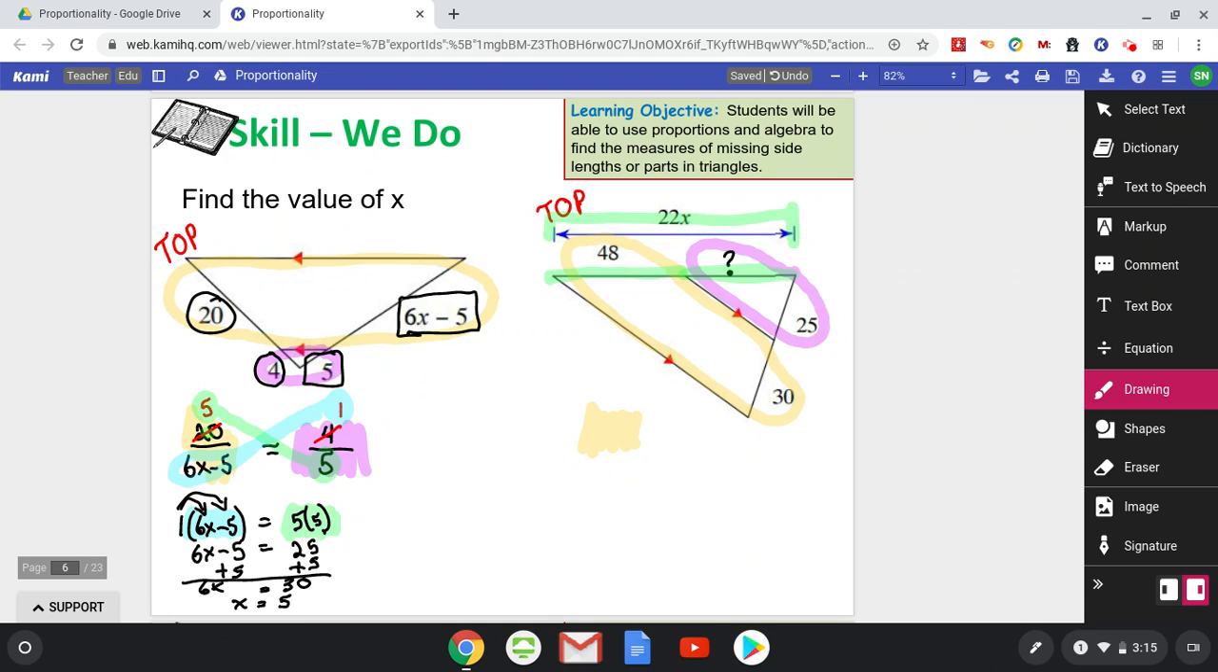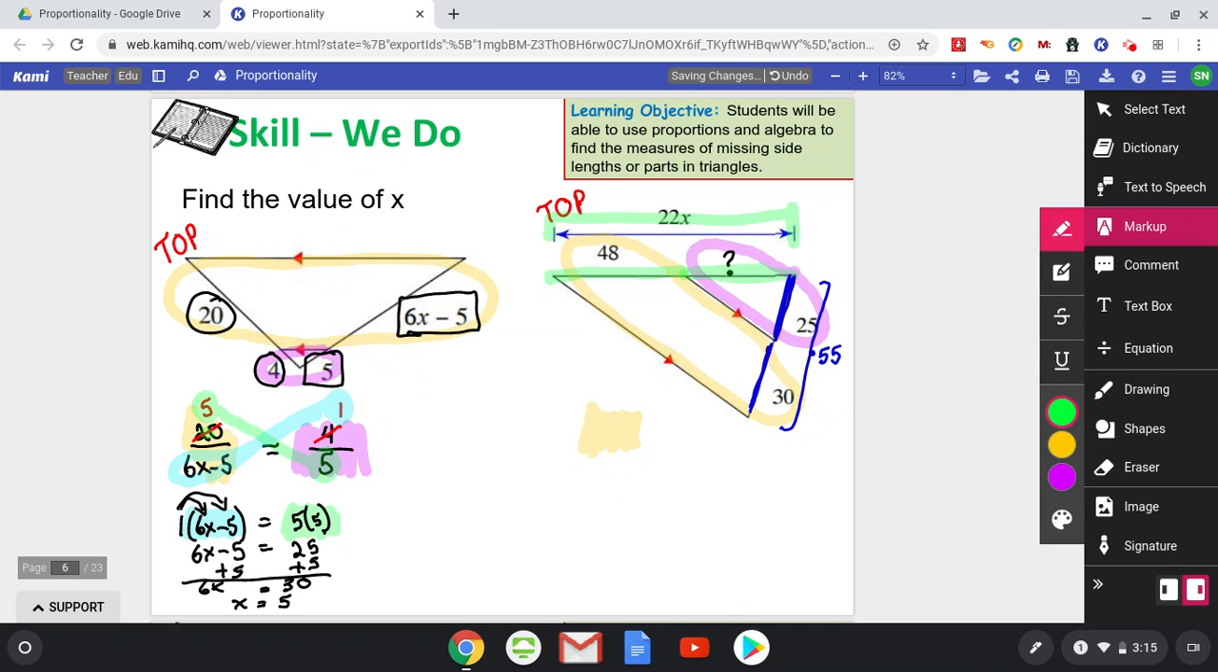If you look on the other side, this section right here that I highlighted in blue is 25. This other piece is 30. If we add them up, what is the length of the whole thing? The answer is 55. That means that we will be able to use 22x and 55 as one of our ratios.